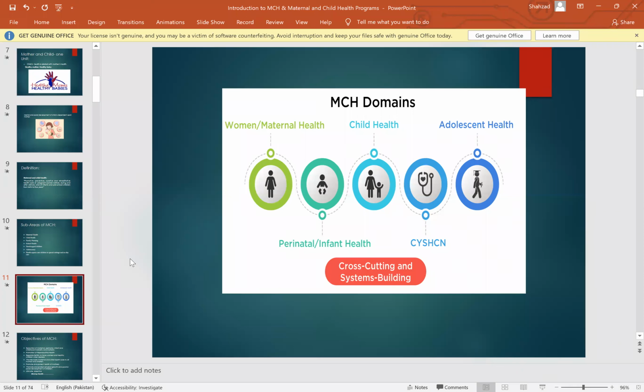If we see the MCH domains, these are women and maternal health, perinatal and infant health, child health, children and youths with special healthcare needs, and adolescent health. And all this occurs through cross-cutting system building and coordination between all these domains.